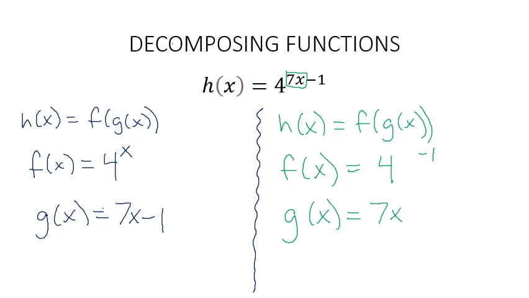So this is a different way of defining h of x. The outside function can be 4 to the power of x minus 1, and the inside function can be 7x. And when we put those together in a composition, we will still get the same h of x. And it's almost always possible to do decomposition correctly in more than one way.